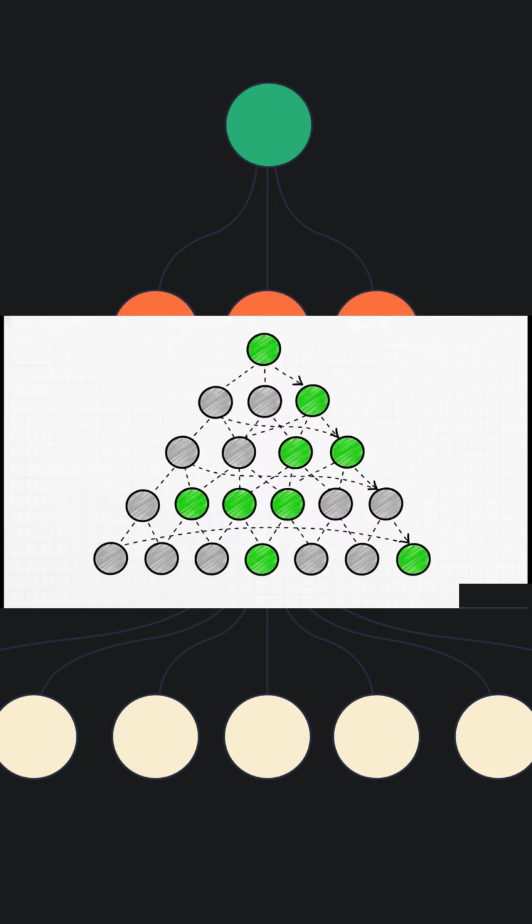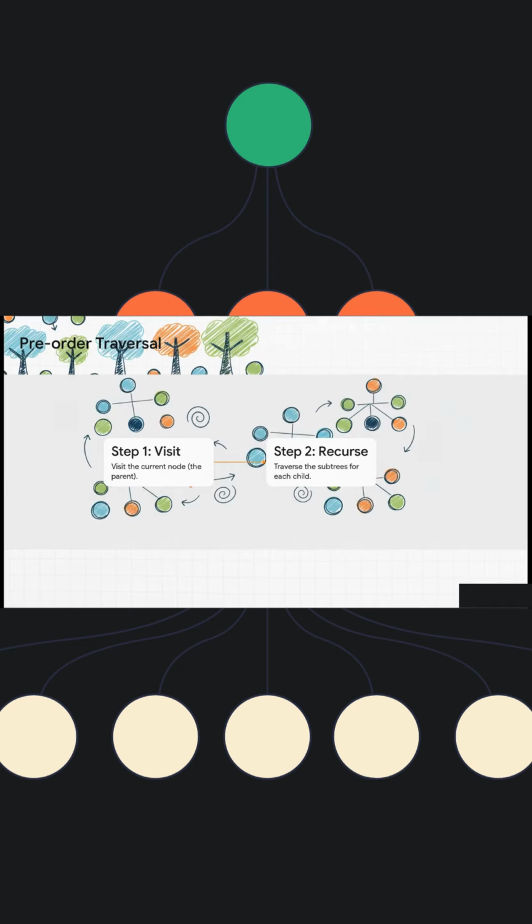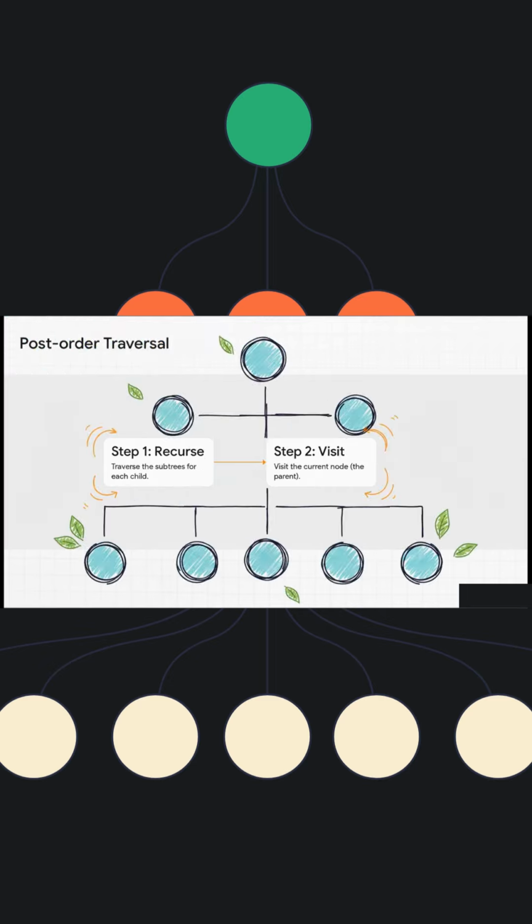Okay, so how do we actually visit every single node in a planned way? That's called traversal. With pre-order traversal, it's simple. Visit the parent first, then its children from left to right. And post-order? You guessed it, it's the reverse. We hit all the children first, then the parent.